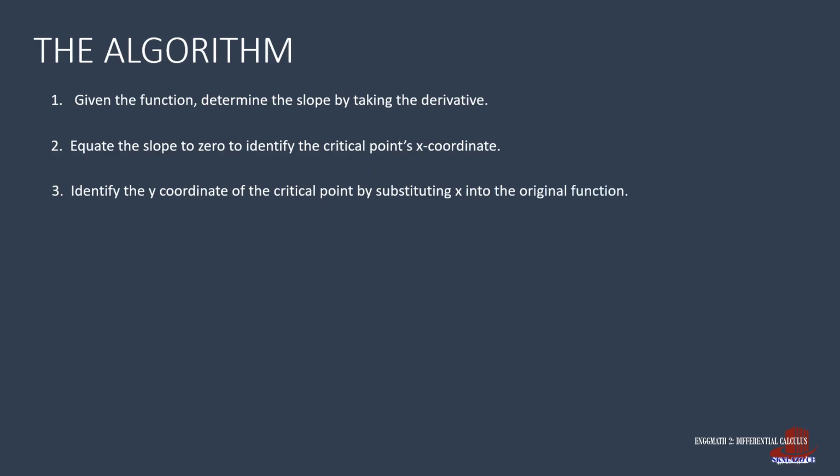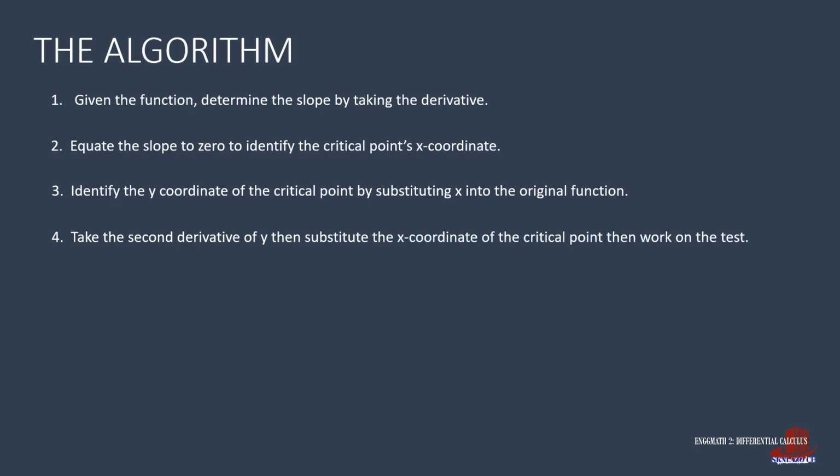Having found the critical point, next is to categorize if it is the maximum or the minimum point. That is by looking for the second derivative of y, and then checking if y double prime is negative or positive. If it is negative, the critical point is a maxima, or the highest point. And if y double prime is positive, then the critical point is the lowest, or the minima.